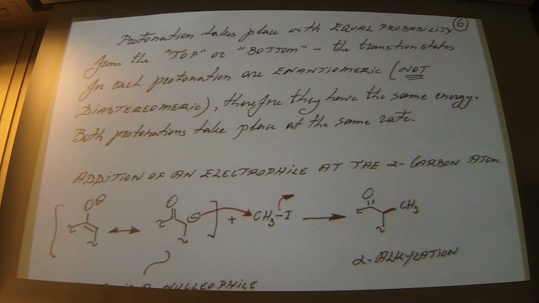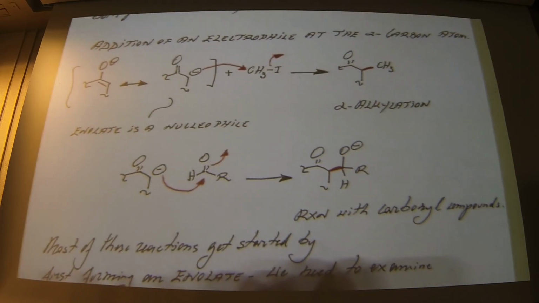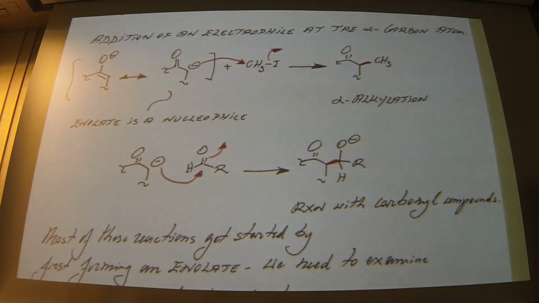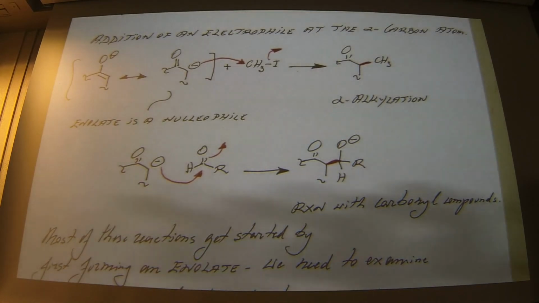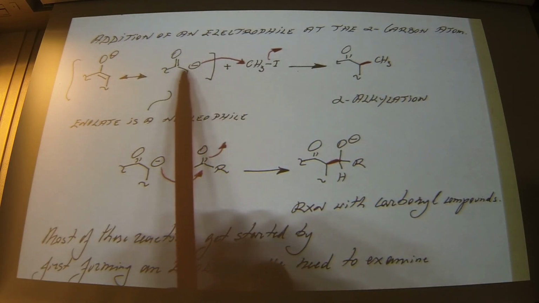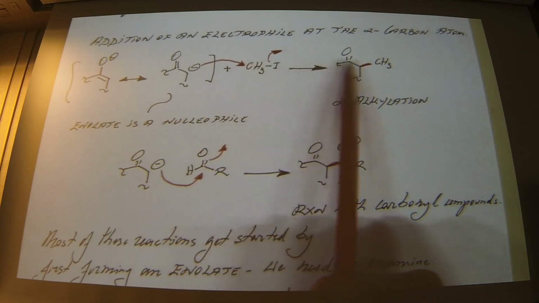Okay, now we get to the real thing here. So we said that enolates are nucleophilic, and they're nucleophilic on carbon. They are also nucleophilic on oxygen, and there are ways to control whether you get nucleophilicity on oxygen or on carbon. That's probably a little beyond what we need to talk about today, but they are carbon nucleophiles. And so if I have a nucleophile here and an electrophile there, I get an SN2 reaction. This is an alpha alkylation reaction.